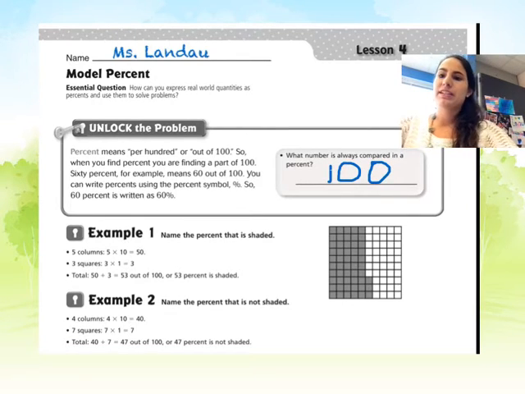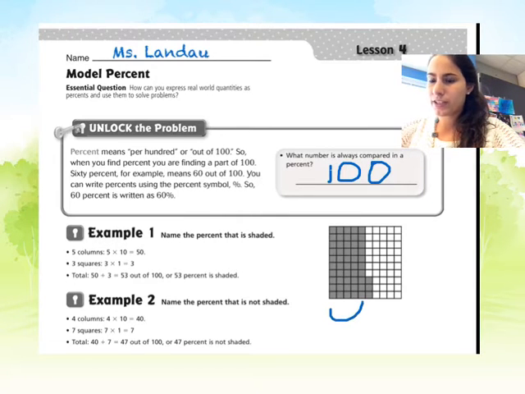Example 1, name the percent that is shaded. This is just like you did on your last project. So we see this hundreds chart here, and there are 100 total, and we have 5 columns that are completely shaded, and then 3 more right here. So that would be 53 shaded altogether.